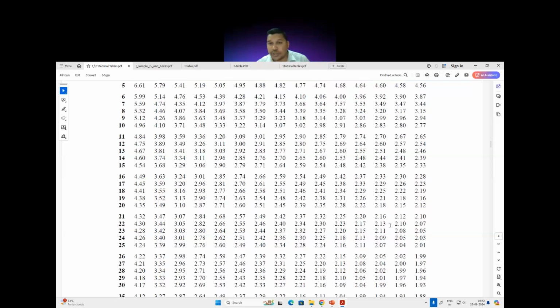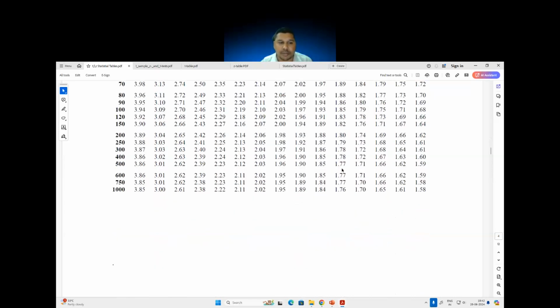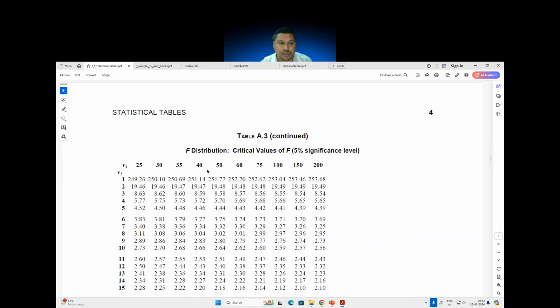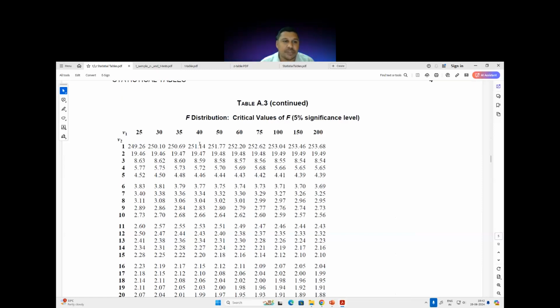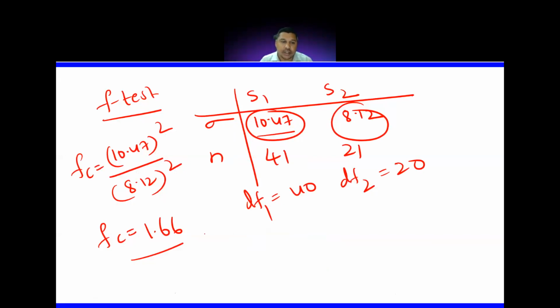We don't have the table for this, actually. We don't have this 40. I think I will check some other table. Do we have it for 5%? Yeah, here we can have it. V1 is 40, that is sample 1, and V2 is 20. So what is the value here? 1.99. So we got the F table value as 1.99.